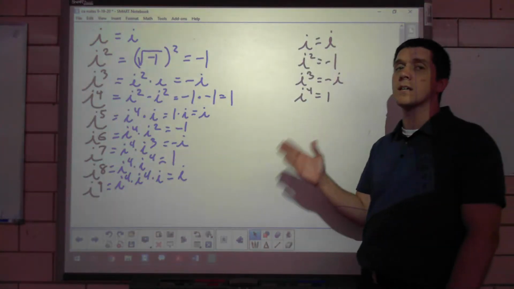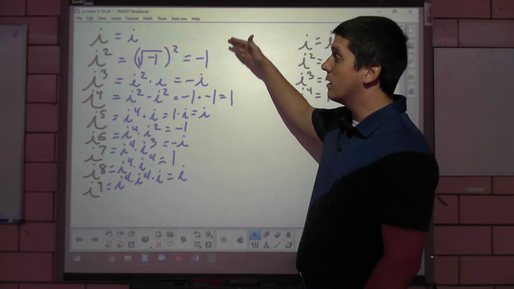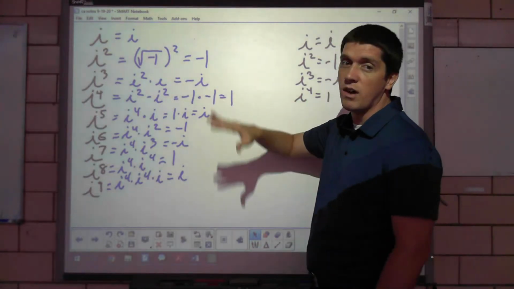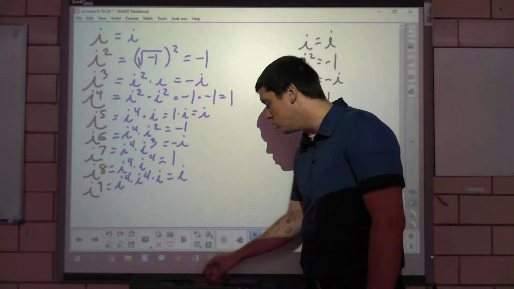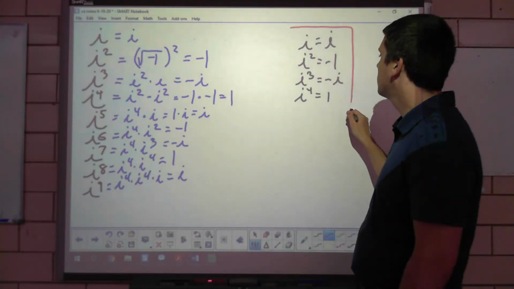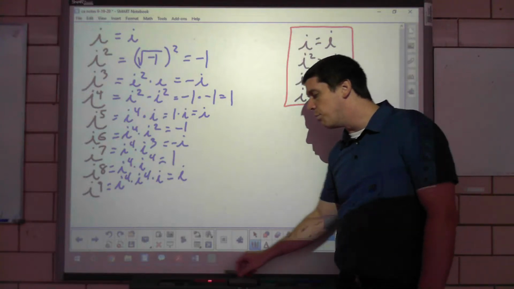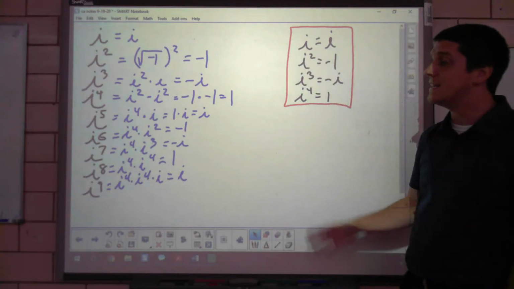This is what we call a cyclical pattern: because of the nature of i, because of the way that this works, no matter what exponent I use, it's always going to boil down to these things right here.